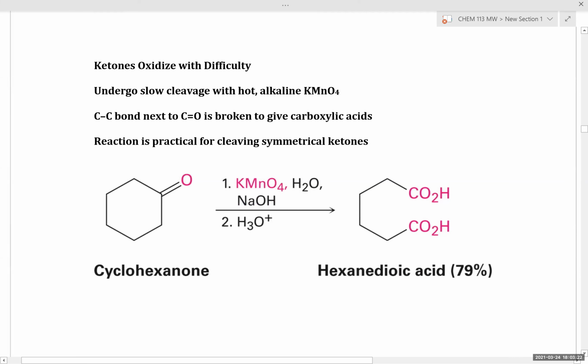So, unlike aldehydes, ketones typically require quite forcing conditions in order to oxidize a ketone. So, ketones undergo slow cleavage in the presence of hot alkaline permanganate. In this case, we are breaking the carbon-carbon bond. This is a useful method for cleaving symmetrical ketones, but these conditions are quite harsh. So generally, you're not going to oxidize a ketone under most conditions. It requires really quite forcing conditions to oxidize a ketone up to a carboxylic acid, as that oxidation requires breaking one or more carbon-carbon bonds. Does that idea make sense to everyone?